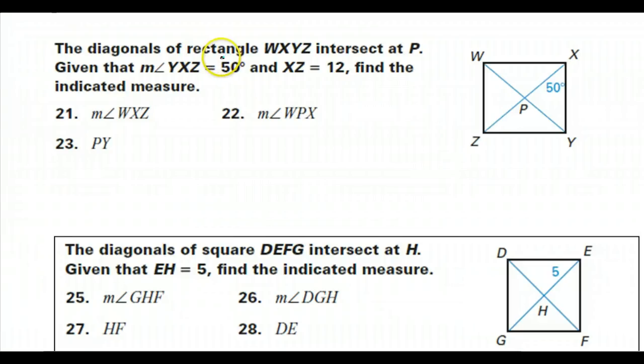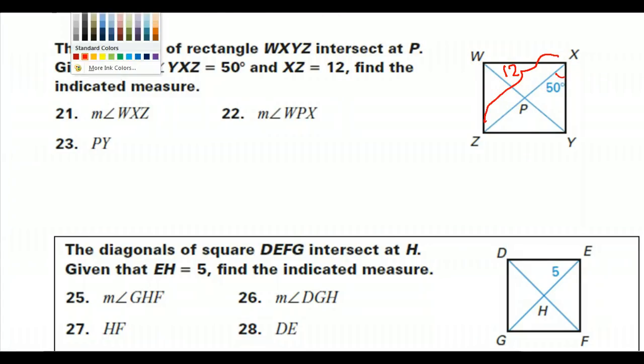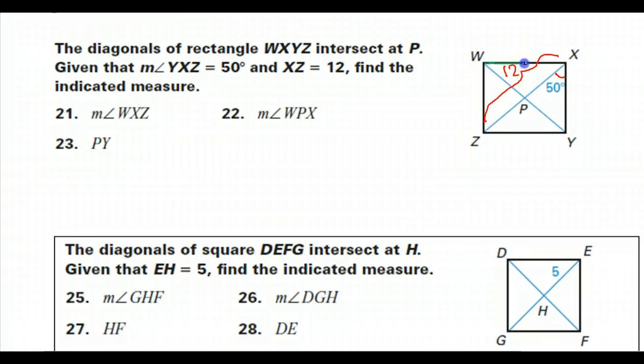Okay, this is a rectangle, so the diagonals should be congruent. In addition to being given that this angle right here is 50, we're also given that XZ is 12. So let's be sure we understand that this is 12. Let's see, what do they want? Angle WXZ. WXZ is this angle right here that I'm going to go ahead and show in green. We're being asked for the green angle here.